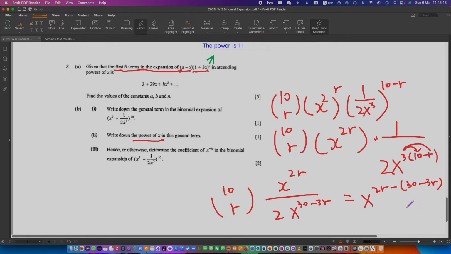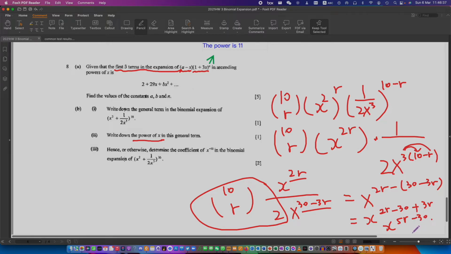Then after that you just x to the 2r minus 30 minus 3r. Do you know why I need a bracket? Because this one minus the, then you need to simplify it. So you don't have to care about this coefficient because they are not interested in the coefficient. So it's 2r minus 30 plus 3r. So it's 5r minus 30. Okay, good. So in fact, if they ask you for hence or otherwise determine the coefficient of x to the minus 15, right? Okay, good.